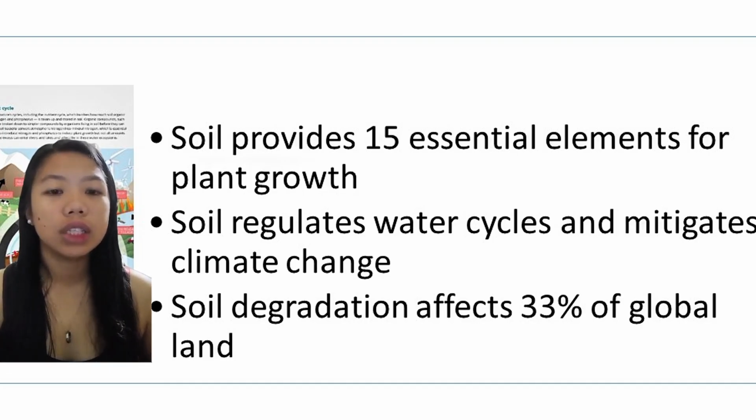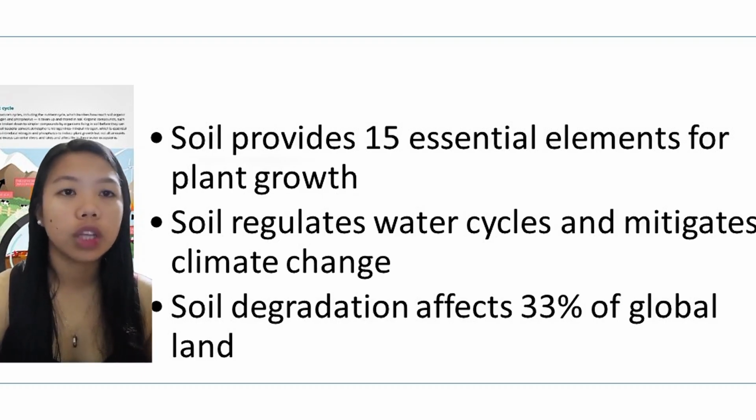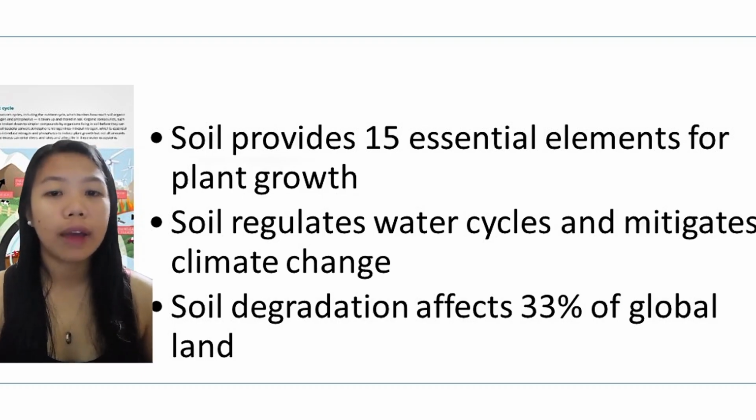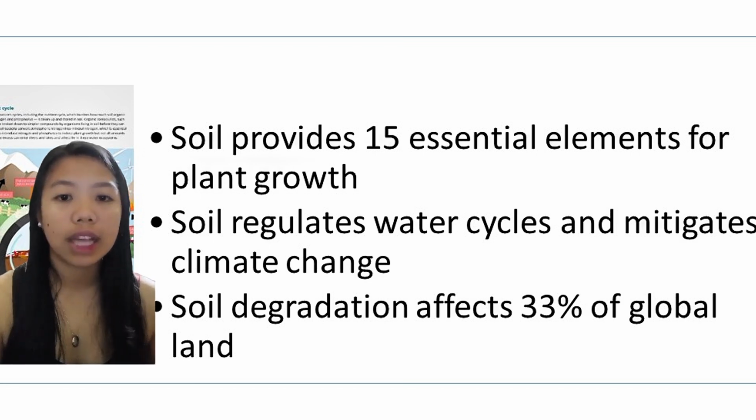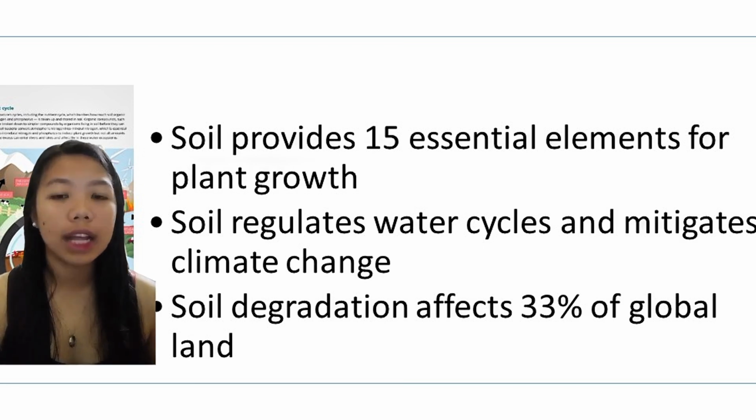So in order for you to grow, the soil needs to have these 15 elements. The next is regulating the water cycle and helping mitigate climate change. So the water cycle also helps to mitigate climate change, and it helps the soil to become healthier.